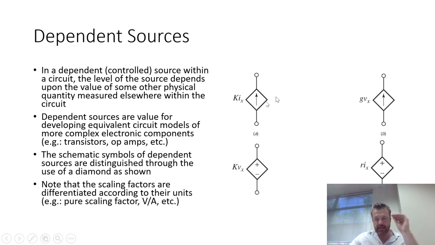So in the case of a current source, the output has to be in amps. So if it's current controlled, this is just a multiple. You can't change the units. Versus here, this is a current source, so it has to be in amps. But the controller is voltage, it's voltage controlled. So you have to cancel out the volts. So the multiplier is in amps per volt, and so on.